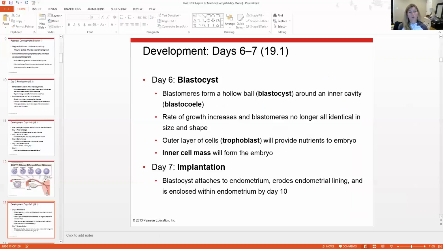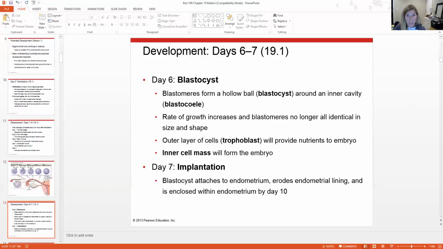So now day 6, we're called a blastocyst. The blastomeres hollow out and form a hollow ball. The inner cavity is called a blastocele. The rate of growth increases. The blastomeres are no longer all identical. The outer layer is called the trophoblast, and then you have an inner cell mass which will form the embryo.